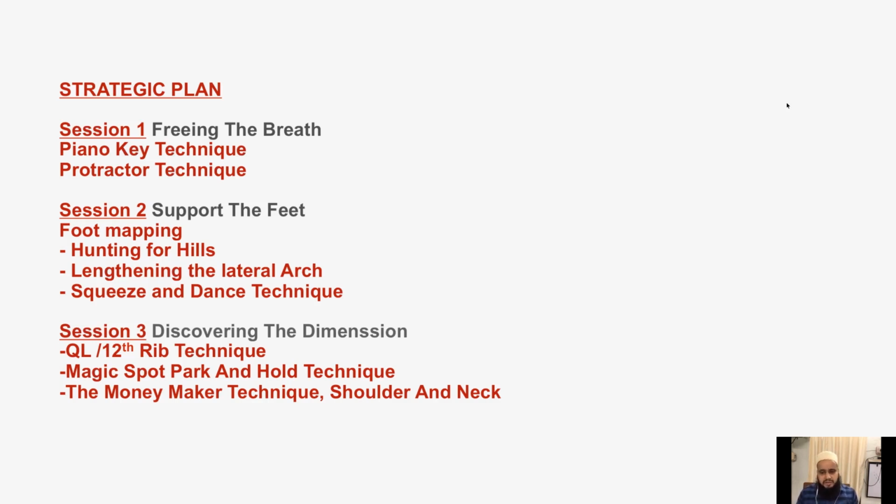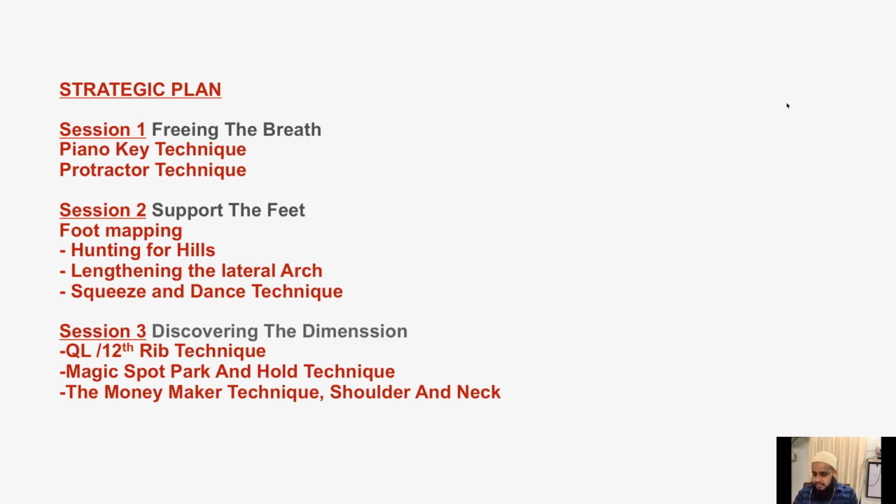Then the patient came after 1 week, there was no pain, and because I wanted to correct the presentation of the feet, bilaterally, and her shoulder also, I called the patient for session 2. Then we started the 2nd session, and I did foot mapping, hunting for the heels, lengthening of the lateral arch as it was required, and the squeeze and dance technique for the patient.